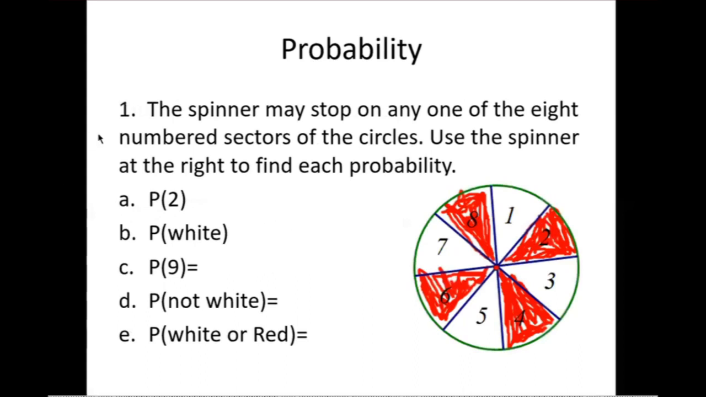For instance, the spinner may stop on any one of the 8 numbered sectors of the circle. Use the spinner at the right to find each probability. Let's say we have the P of 2. Since ang 2 dun sa ating spinner ay isa lang naman, itong may shaded na red, ibig sabihin, pag kinuha natin yung probability ng 2, that is 1 out of 8, kasi magiging 8 yung ating division of the spinner.